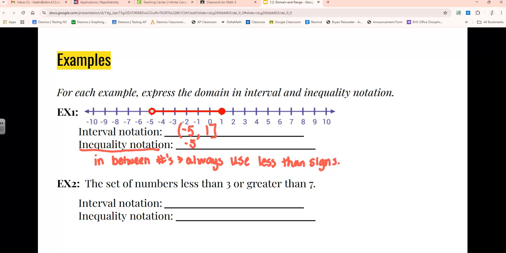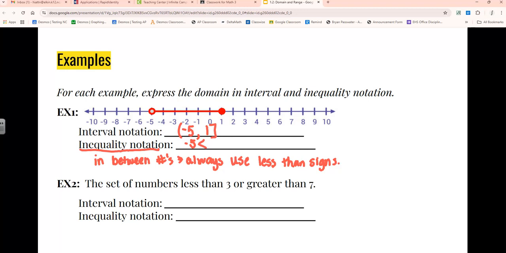Now, it might be a less than sign, it might be a less than or equal to sign. You could use either one, but don't use a greater than sign. Technically, there's a way you can do it, but if you just stick with this, it will be easier. So, -5, I'm going to put just a less than symbol.